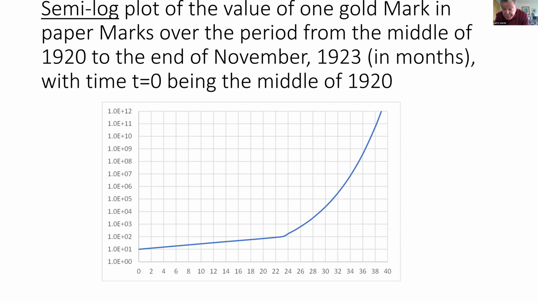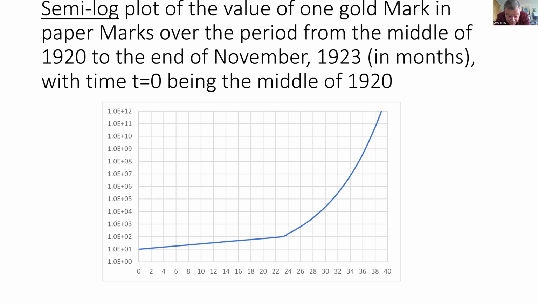And what we have is a time series again. This is over the period middle of 1920 to the end of November 1923. On this occasion, it's in months, not years. Okay, so time zero is, I think, June or July 1920. If you look at the plot, it's a semi-log plot, right? So for a long time, okay, things are increasing. So what does that mean? So the value of the gold mark is increasing versus the paper mark. Okay, so that indicates you've got inflation. Okay, but the inflation is kind of under control. It's increasing relatively rapidly, but it's pretty much stable.